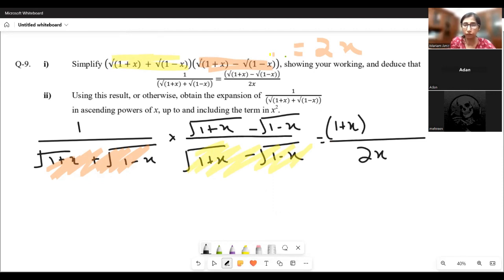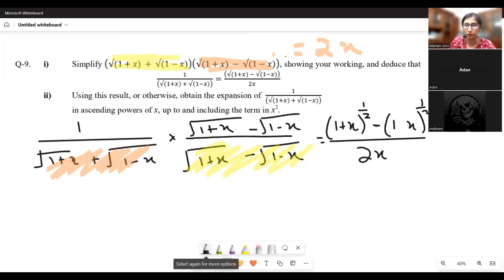So we have 2x in the denominator, and now the numerator is (1 plus x) to the power half, minus (1 minus x) to the power half. The second one has a negative sign. Now we'll expand both of these brackets separately and then divide by 2x. It says you have to go till x squared. So if we're going till x squared in the final answer, that means in the numerator we have to go till x cubed, because there's an x in the denominator, and when x cubed and x cancel out, you get x squared. So you have to expand these binomial expressions till x cubed.